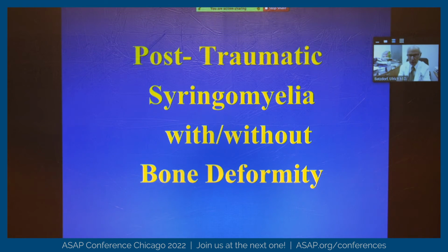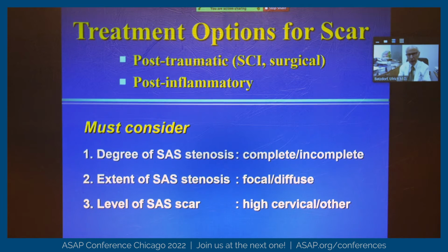One can have post-traumatic syringomyelia without a bone deformity. It is important to define how severe the subarachnoid stenosis is, whether it's complete or only partial. And we already talked about the fact that it's important to find out the full extent of the subarachnoid stenosis above and below. And if the scar is in the high cervical region, it may present a very difficult and different situation.